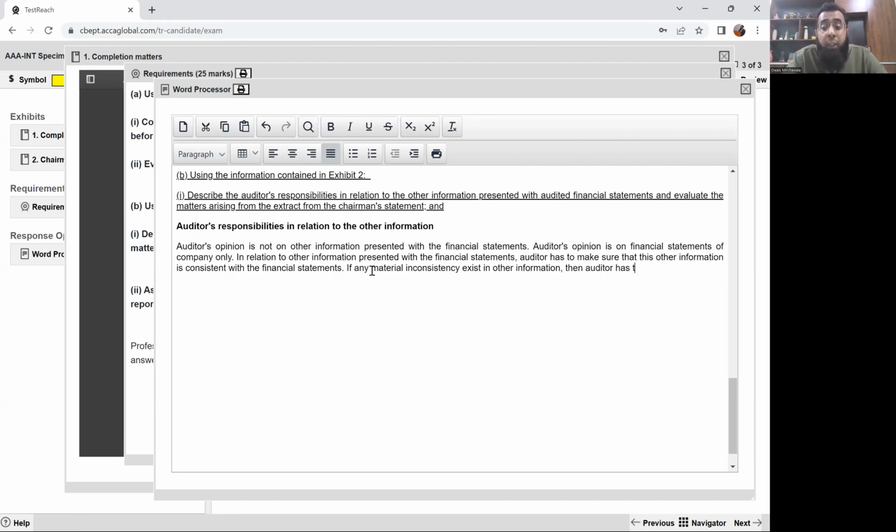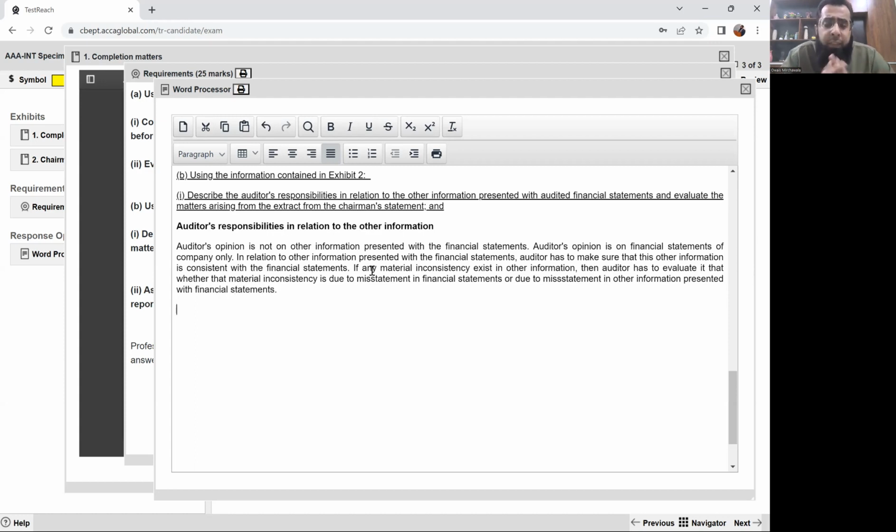then the auditor has to evaluate whether that material inconsistency is due to misstatement in the financial statements or due to misstatement in other information presented with the financial statements. Okay. Please understand, I believe that it's nothing difficult. It's a very basic thing: what are the auditor's responsibilities in relation to other information. And you study all of this when you study the topic of the auditor's report.